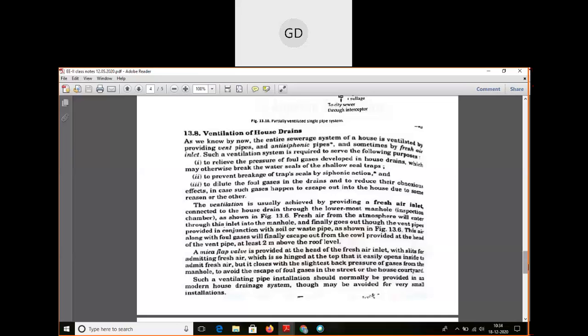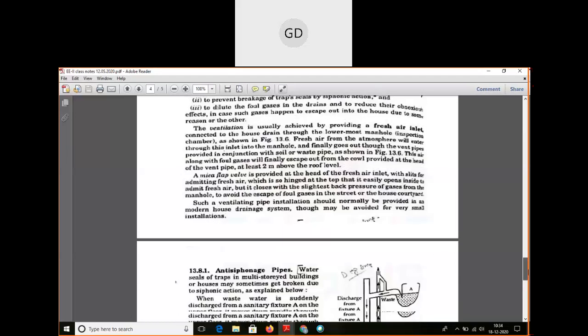Basically, this ventilation in your house is provided mainly to relieve the pressure of the foul gases that is developed in the house drains. Okay, so basically this is the main reason.